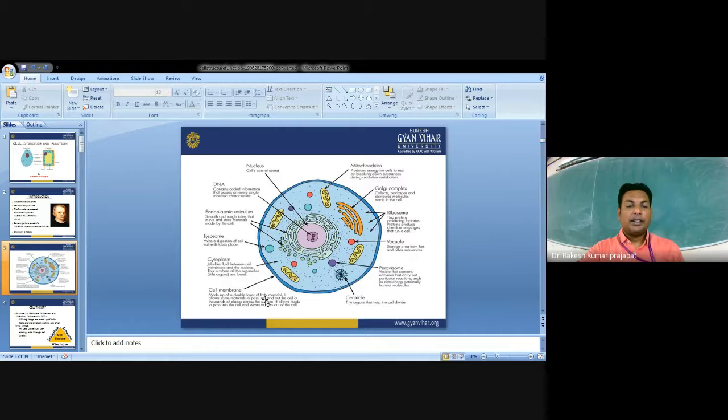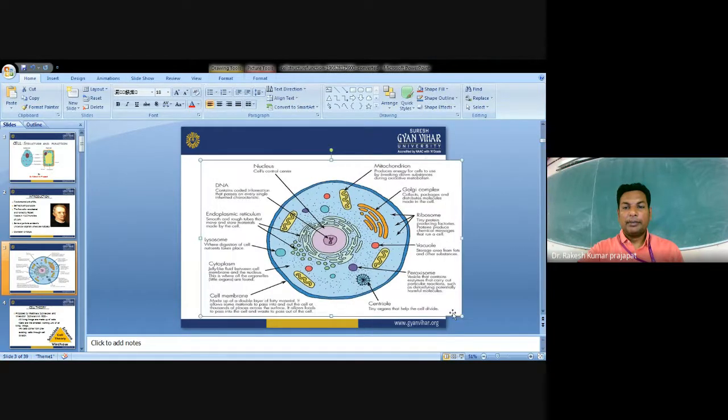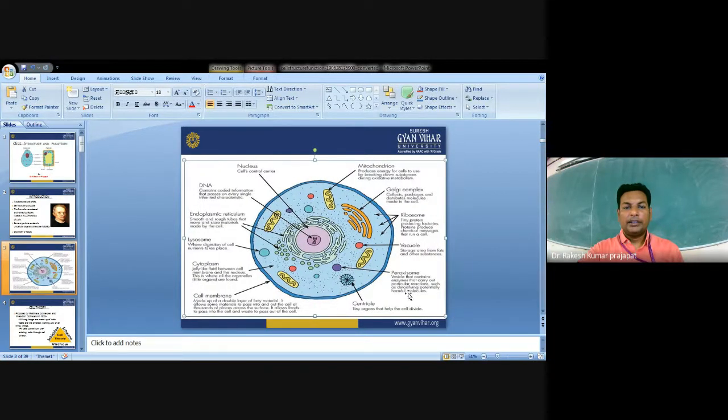The cell membrane is made up of a double layer of fatty material. Fatty material means lipid, two layers of lipids. It allows some material to pass into and out. It acts as a selectively permeable membrane, which will allow some molecules and not allow some other molecules.